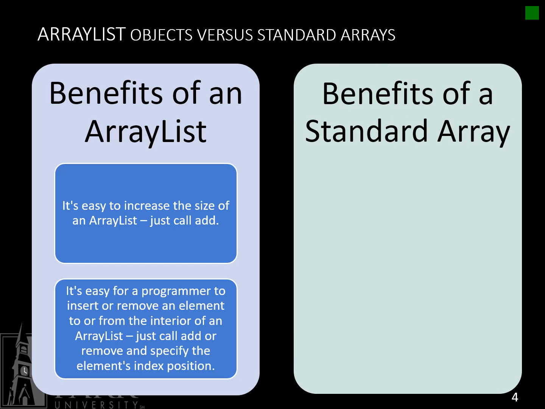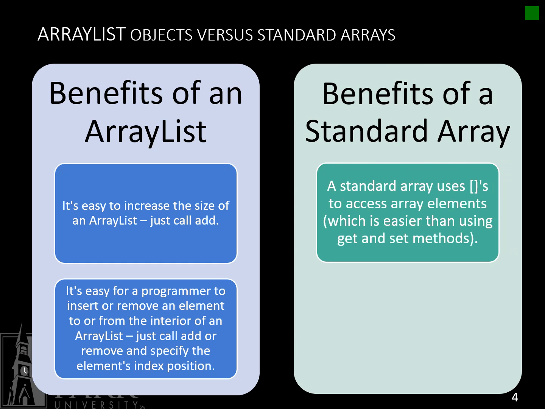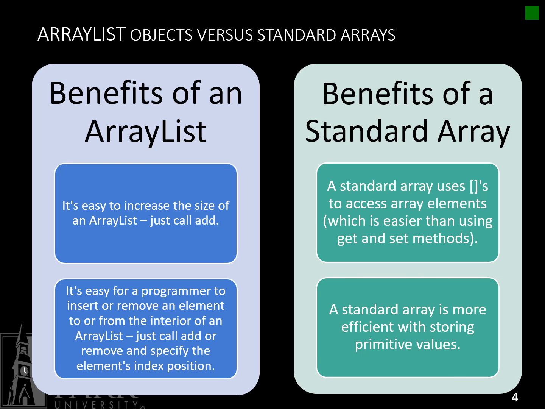Now, what are the benefits of using a standard array? Well, a standard array uses the bracket notation to access things very quickly. So it's really easy, or easier than get and set methods. And it's also more efficient when storing primitive values because you don't have to use the wrapper classes. So take that for what it's worth and think about that when you're developing your own programs.